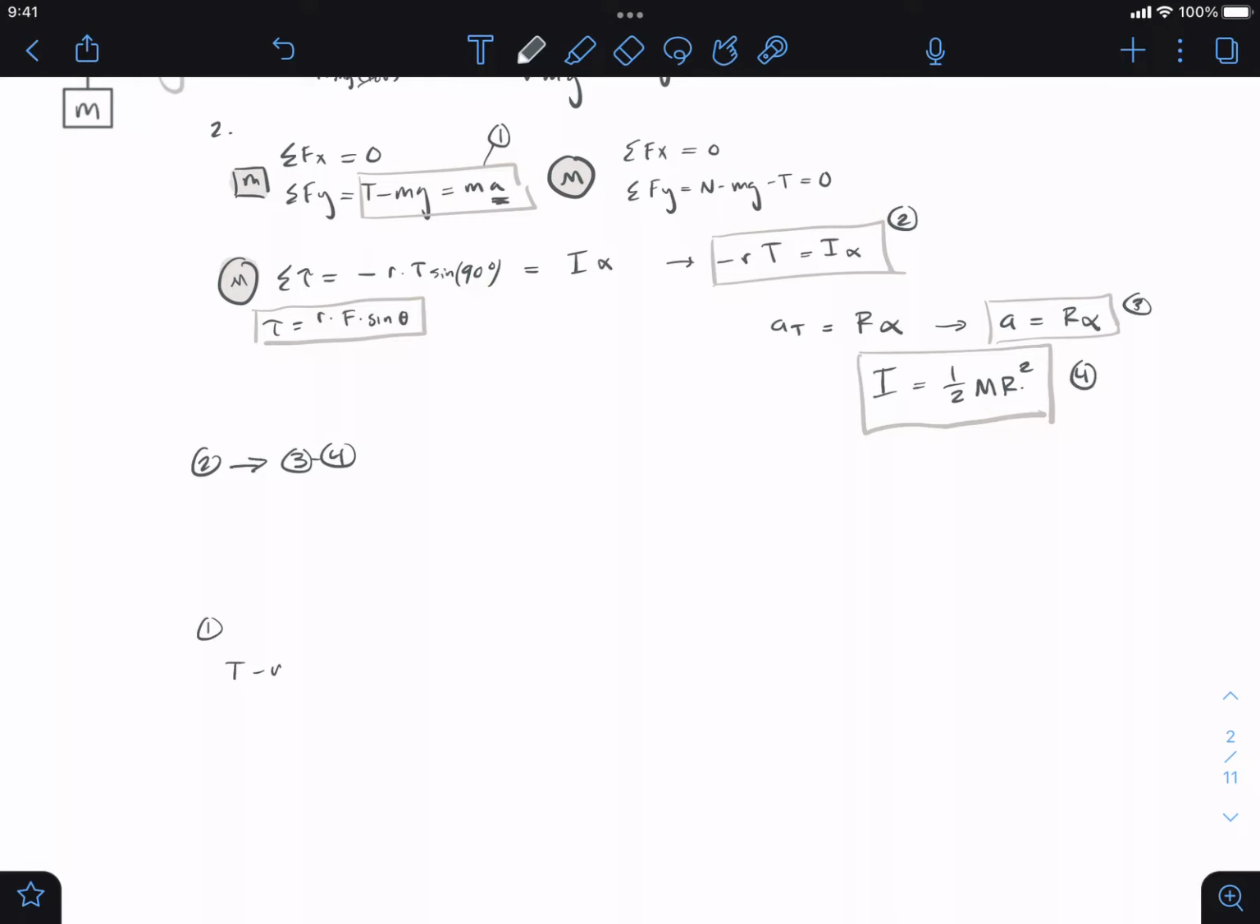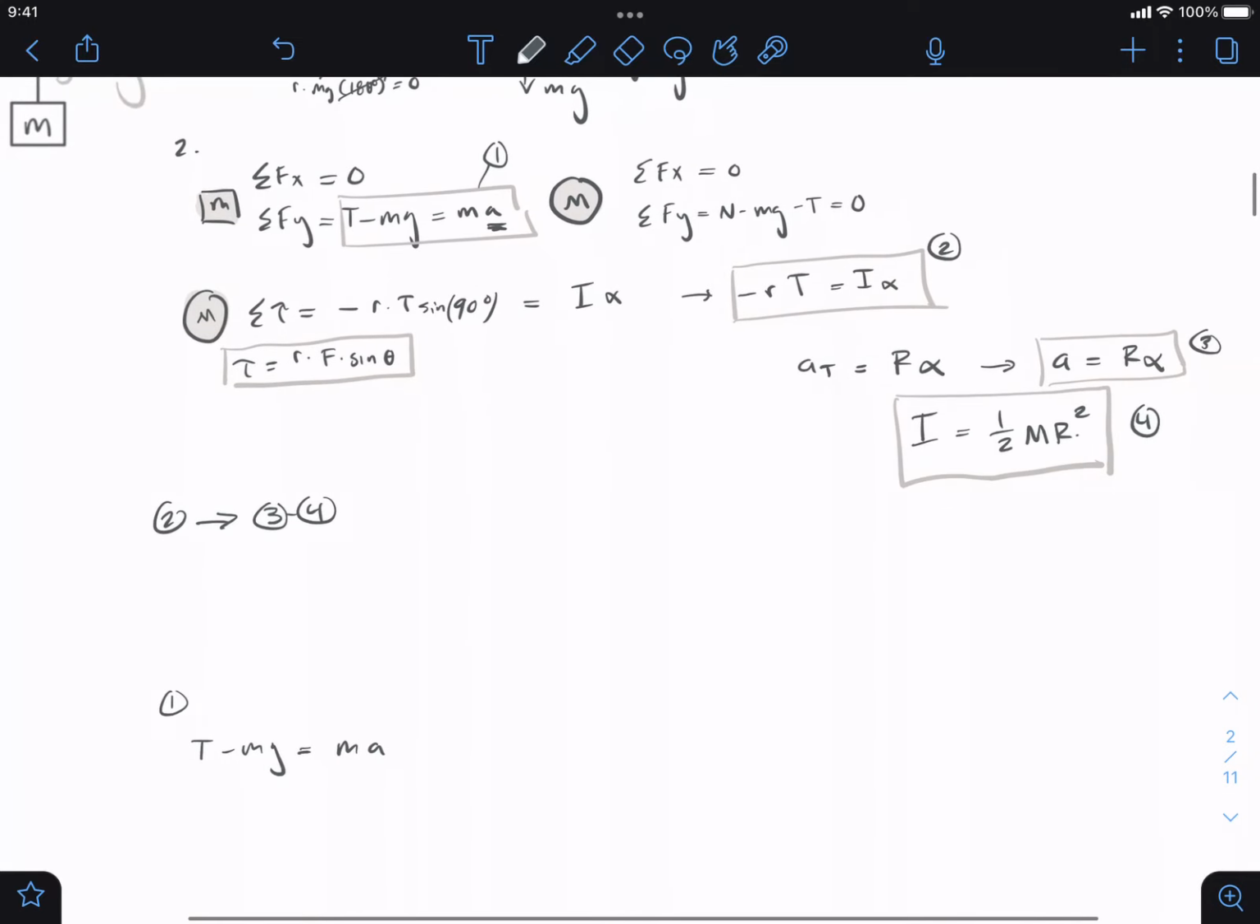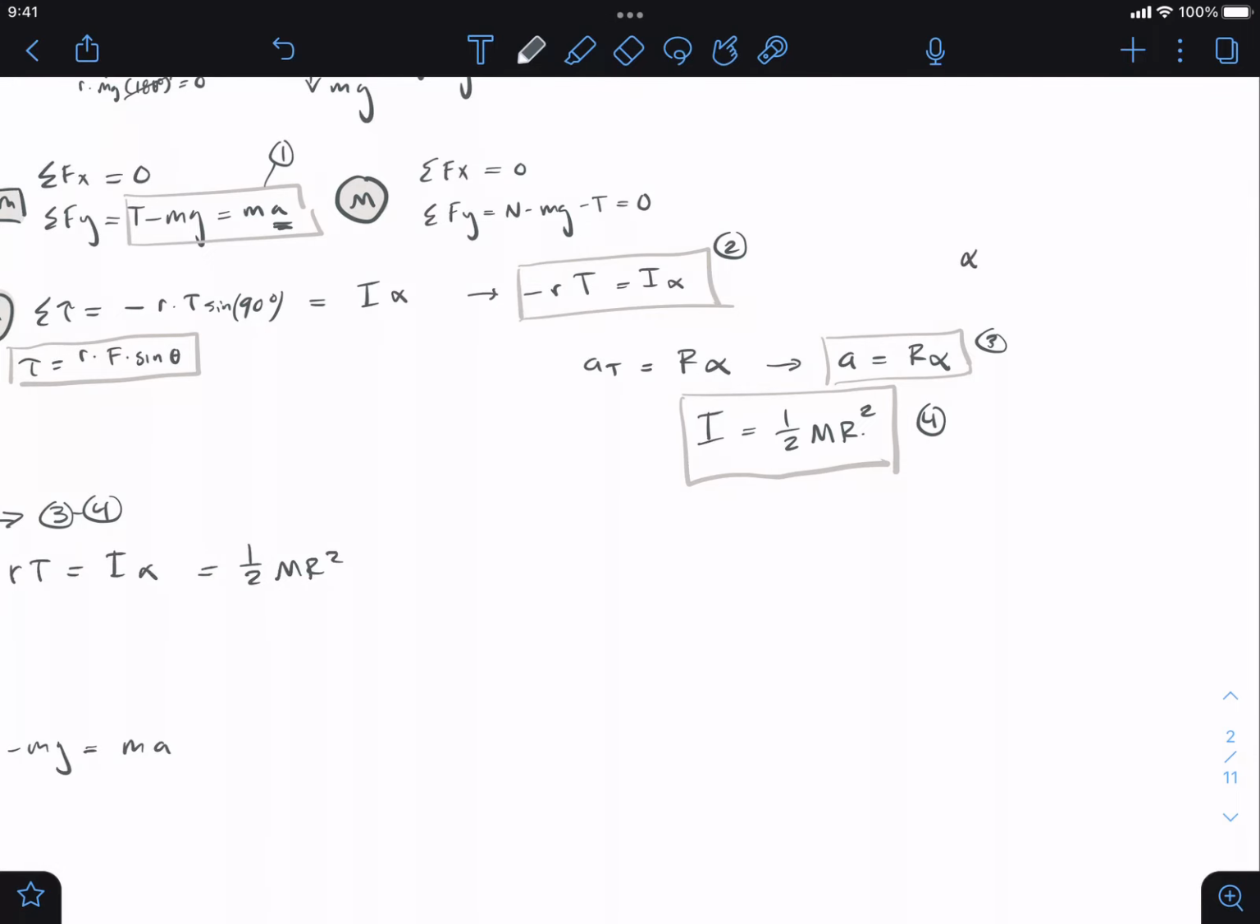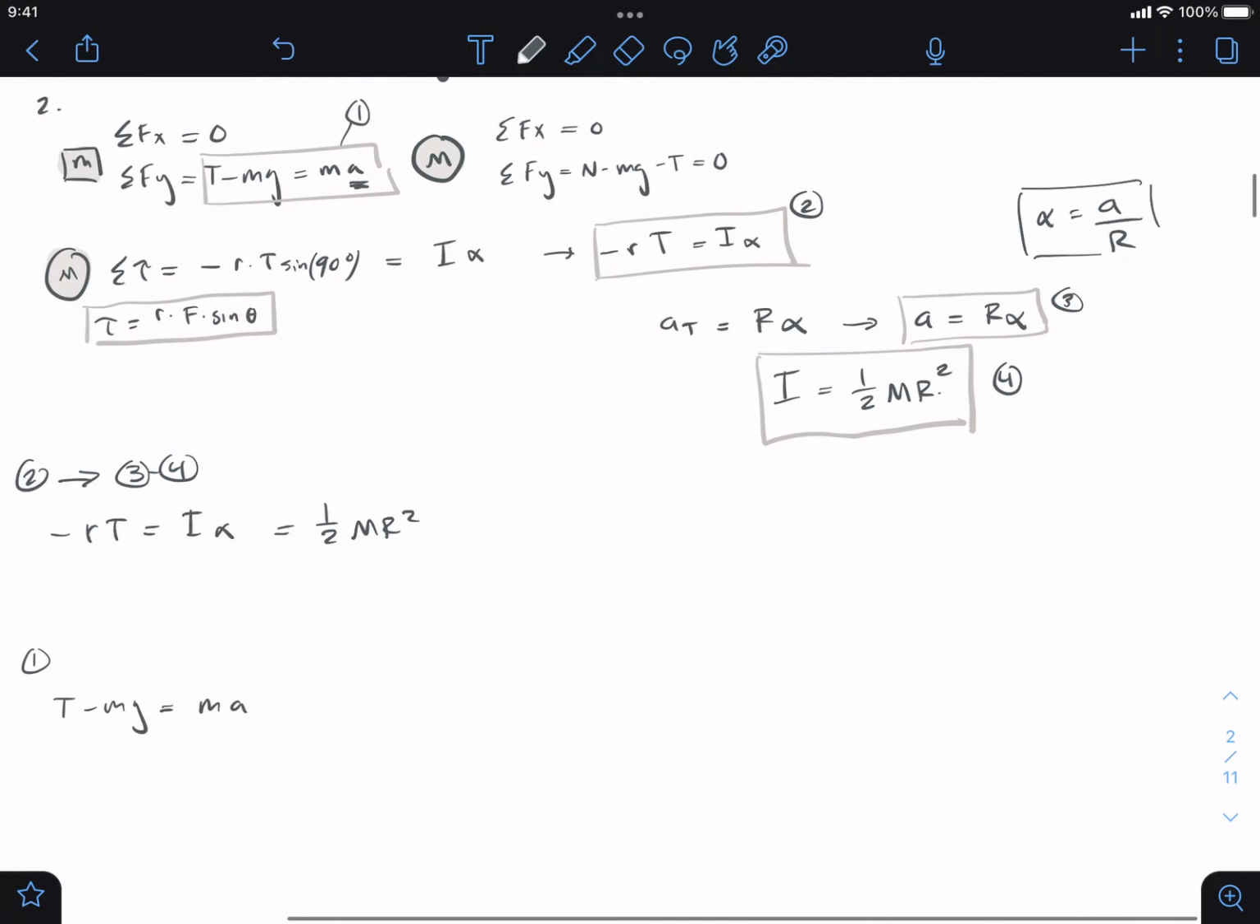So T minus mg equals ma. Okay, what about 2? So I have negative rT is equal to I alpha. Okay, so my I is equal to 1/2 mr squared, and I know that alpha is going to be equal to my acceleration that I'm trying to find divided by r. So let's sub that in. So times this acceleration divided by r.